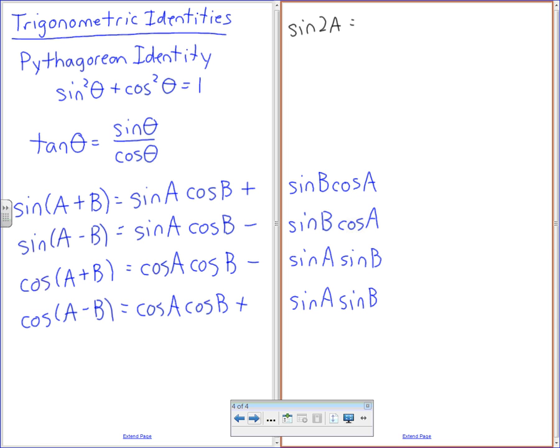2 sine A cos A. Okay, you got that. Yeah, A twice and B twice. Okay. Good. What's cos of 2A equal to? What's cos of 2A equal to?